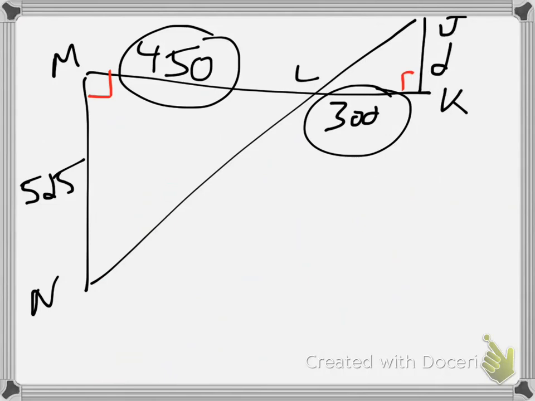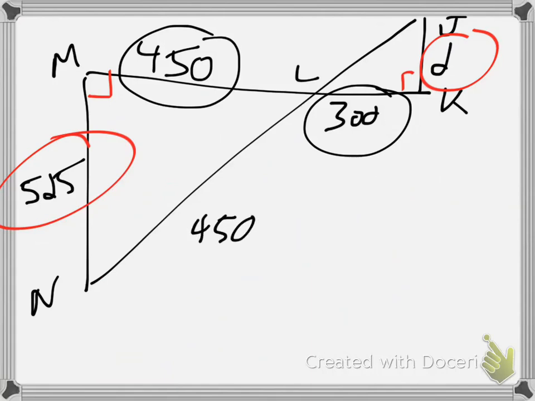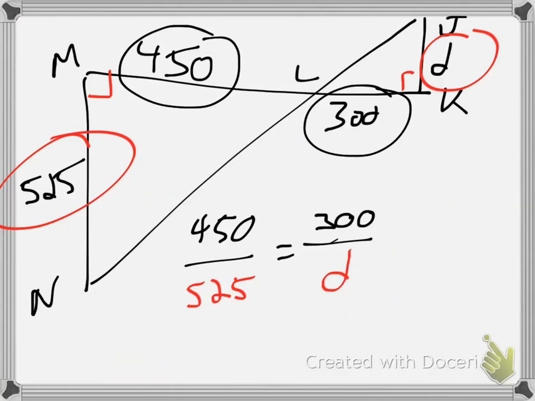Let me use a different color here. D and 525. So let me set up a proportion for these. I'll do 450 for this triangle over 525 equals, on this one I have to use the same corresponding side, so it's got to be 300 over D. Here's a little bit better D.